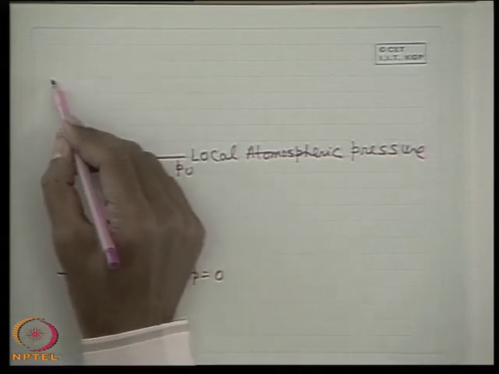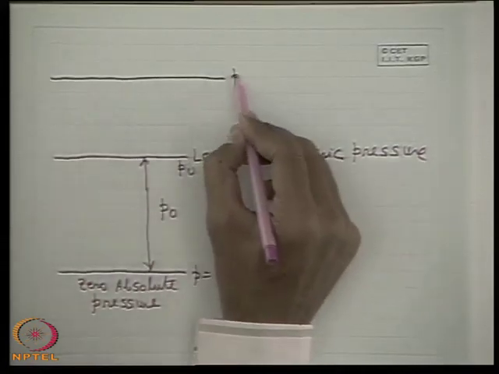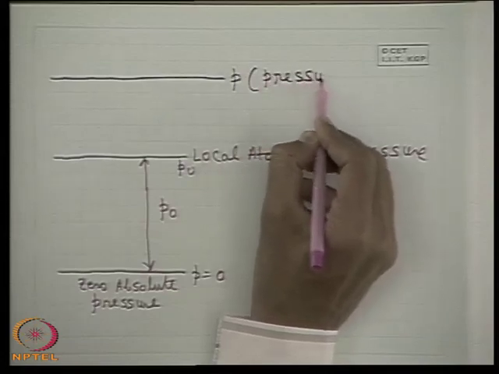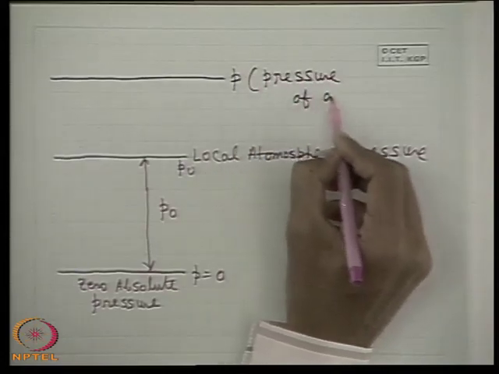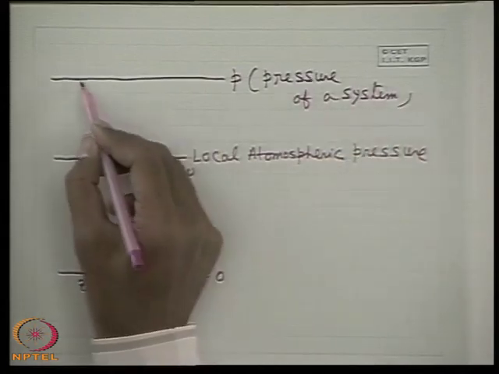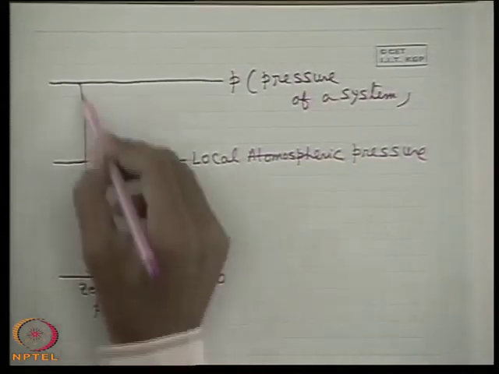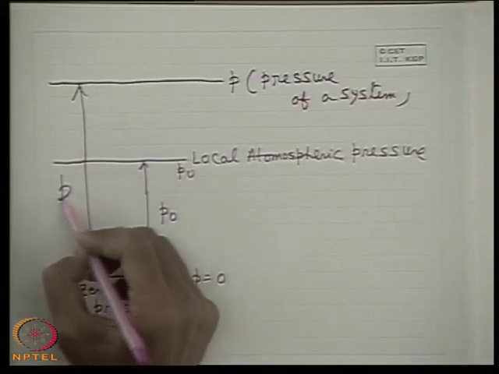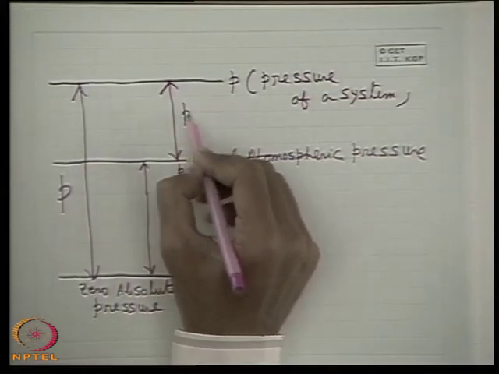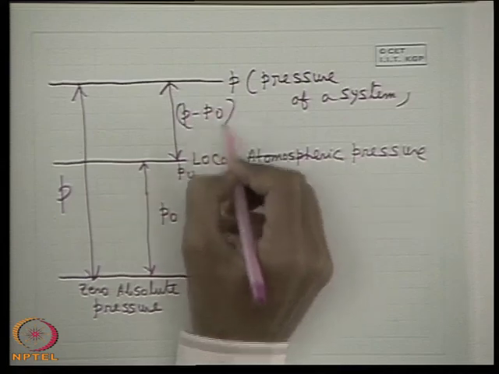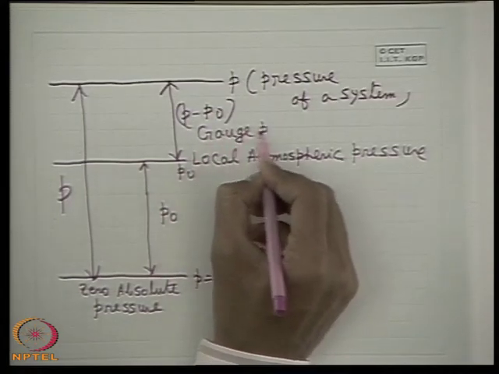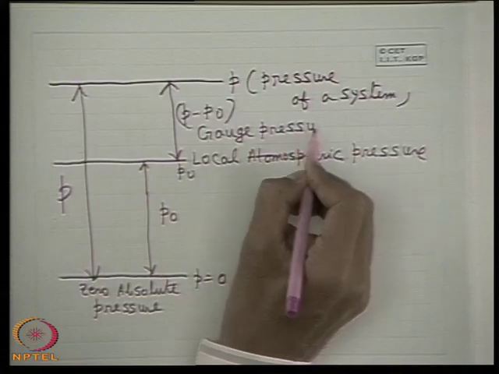Then if a system pressure is like this, if that be the pressure P, the pressure of a system, that is absolute pressure of a system, then what is P? According to the scale, this is P. Now this is P minus P0, which is the gauge pressure, this is known as gauge pressure, that is positive gauge pressure.